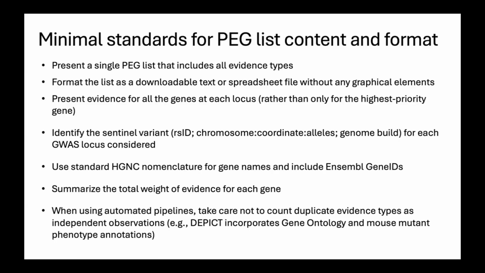A lot of people use pipelines, as I said, and the pipelines incorporate all different kinds of evidence, but then some people also incorporate that type of evidence separately and end up double counting evidence. The biggest example was that in 39 papers, people used DEPICT, which does include mouse mutant phenotype annotations, but then they also separately looked at mouse mutant phenotype annotations themselves and counted both of those.